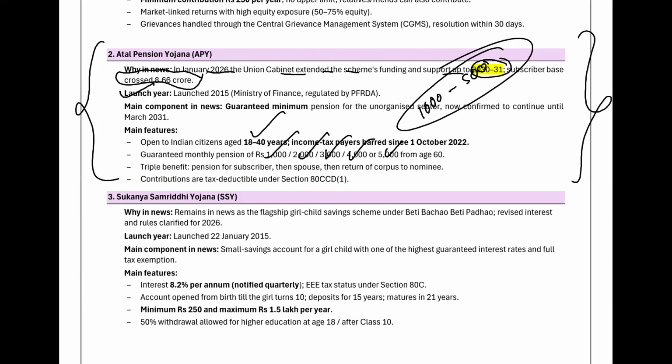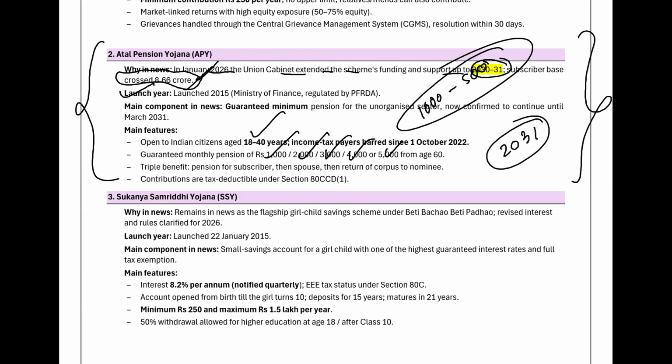Extended till 2031. It is important. Atal Pension Yojana, because the subscriber base is crossing a milestone, has been extended till 2031. This is only important for your RBI Grade B prelims examination, not for mains. Prelims examination के लिए इतना, the points that I have told you, it is important. Is it clear?